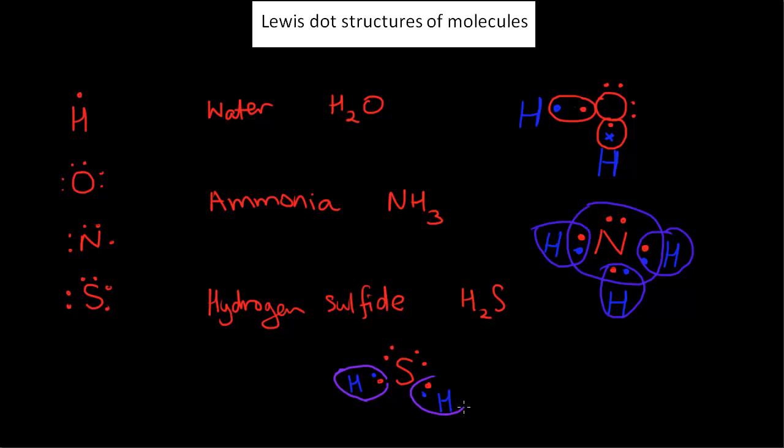And this one as well. And the sulfur atom has 8 in its valency shell because it needed 2, and the 2 hydrogens shared each of their electrons with the sulfur. And so there you have it. You've got 3 molecules, water, ammonia, and hydrogen sulfide, and their corresponding Lewis dot structures.